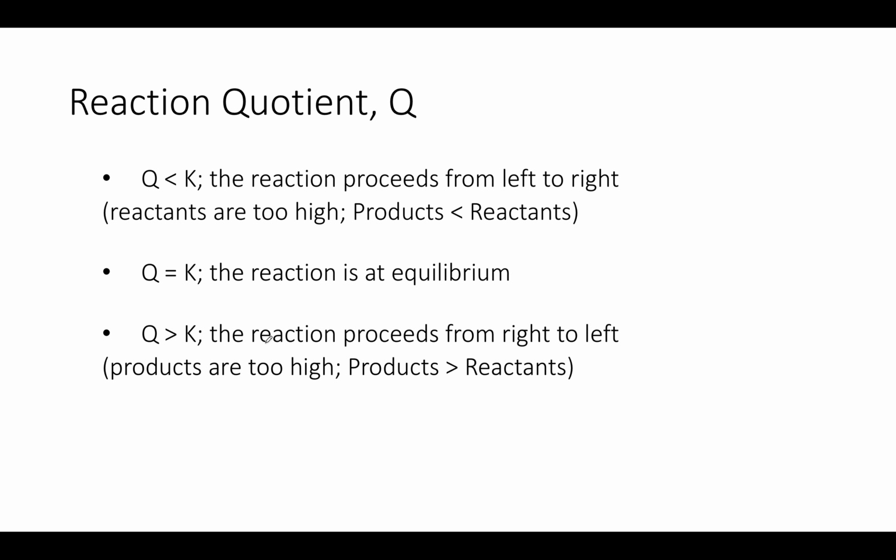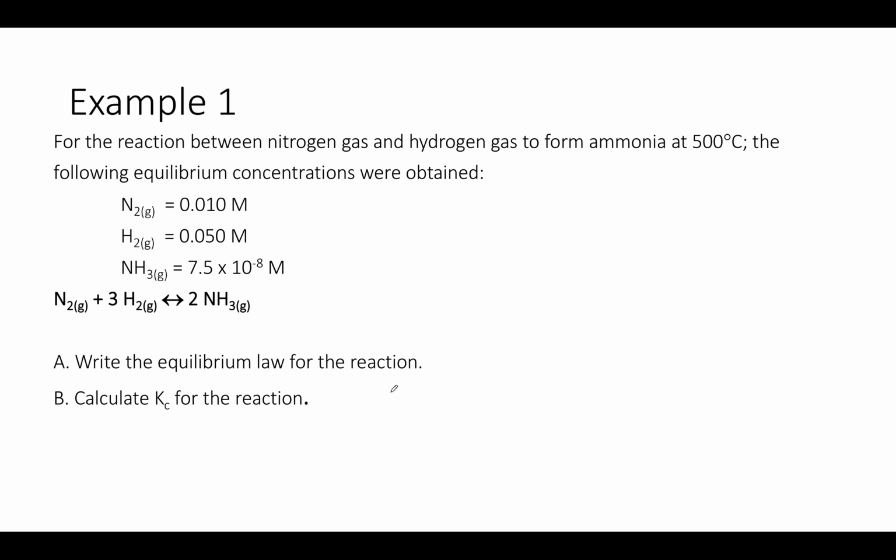And when Q is greater than K, the reaction proceeds from right to left, meaning there's more products than reactants. Okay, so I think I have 4 examples here. The first example says for the reaction between nitrogen gas and hydrogen gas to form ammonia, I mentioned that reaction before, the following equilibrium concentrations were obtained. So we have 0.01 molar nitrogen gas, 0.05 molar of hydrogen gas, and 7.5 times 10 to the negative 8th molar of ammonia gas.